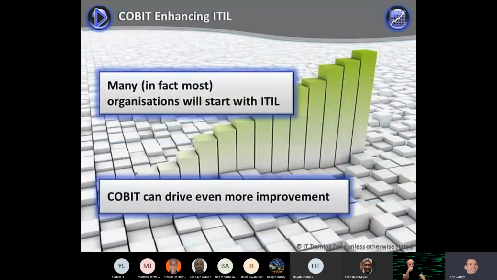Over the last 10 or more years, ITIL has been adopted by a large number of organizations that were seeking to improve their IT services. It's probably true to say that it has had much greater market penetration than COBIT. Over the next few screens, we'll examine how COBIT can help those organizations to improve further.